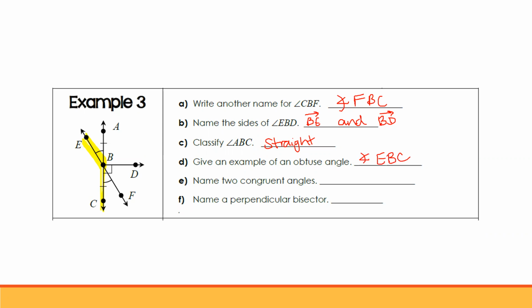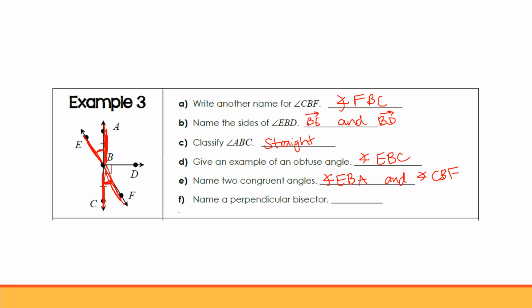Name 2 congruent angles. All right, 2 congruent angles. There's only one answer for this, really. See the arc here? So we're going to name this angle, and then this one arc. So then I'm going to name this angle. So we can say angle EBA and angle CBF. Notice I'm using the angle symbols when writing this.